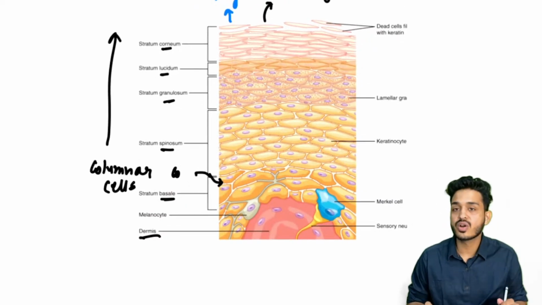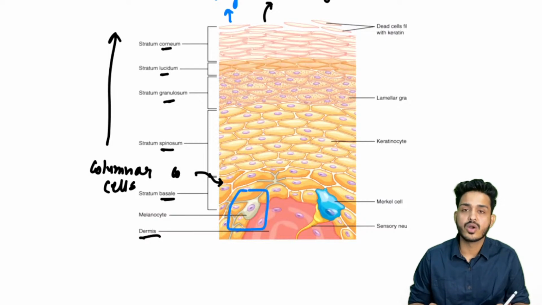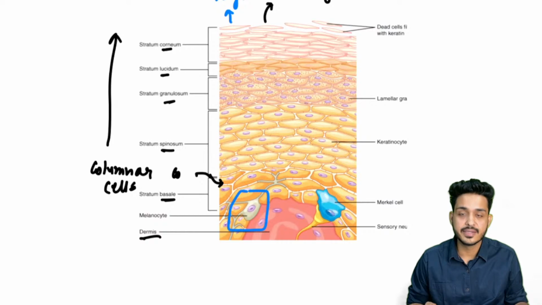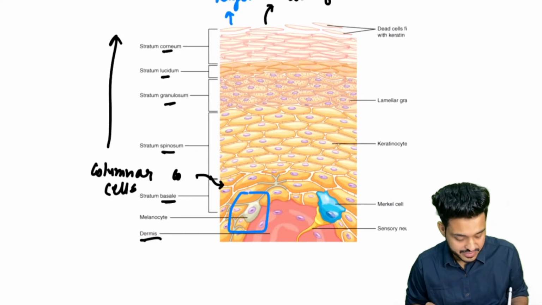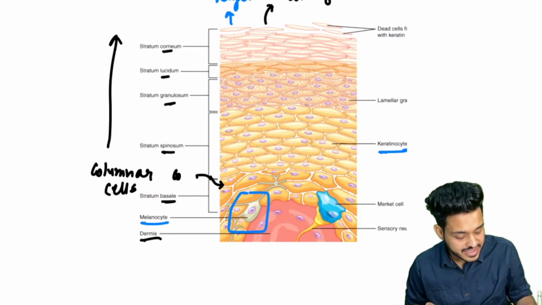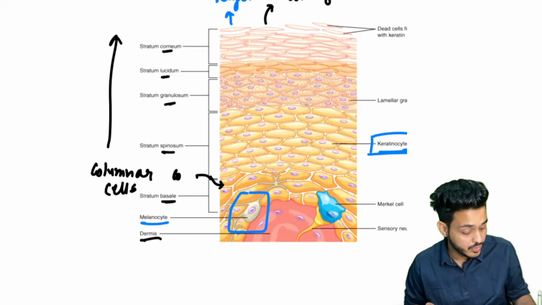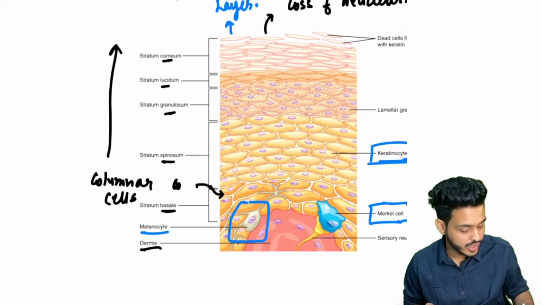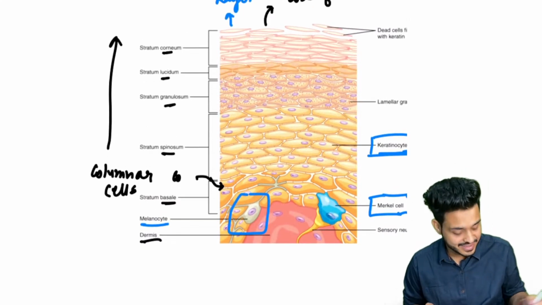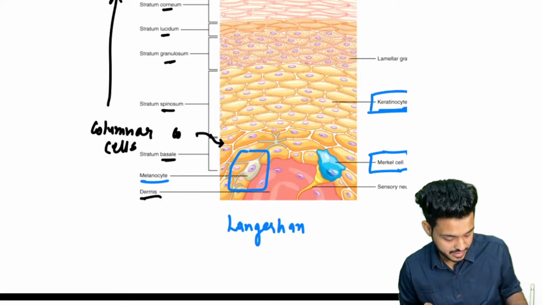Apart from this, what else can you see? You can see, sir, this is a melanocyte. What is the function of melanocyte, we will study, but there are certain cells in the skin, right? So in the epidermis, first we have seen melanocytes, second we have seen keratinocytes, okay. We are also having Merkel cells, okay. We are also having, guys, Langerhans cells, okay. It is not written here, we are also having Langerhans cells.